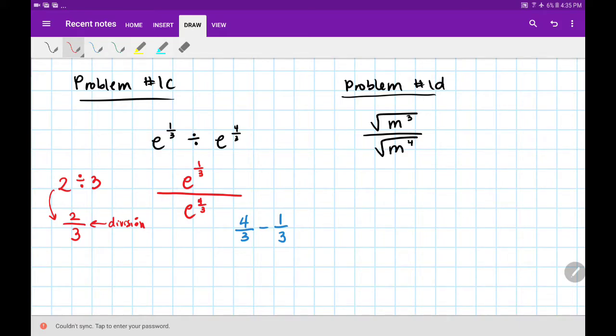Recall, when we're subtracting and adding fractions, we do not touch the denominator, only subtract the numerators. So I'll get 3/3. So I'm left with e to the 3/3, but that really simplifies to 1. And I'm left with e to the 1 power in the denominator, because that's where the bigger number is. So we don't really have to write e to the 1, it's implied. I'll just write 1 over e.